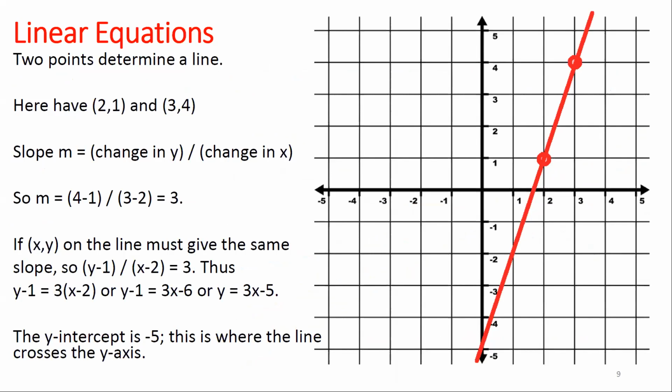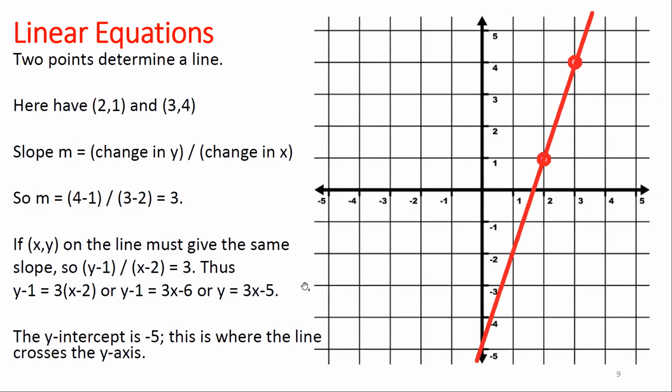So how do we get the equation of a line? Well, imagine you have some general point, we'll call it x, y. If x, y is on the line, it has to give the same slope with the point 2, 1 as the point 3, 4 did. So y minus 1, the change in y, divided by x minus 2 must be 3. We cross multiply and we get y minus 1 is 3 times x minus 2, or y minus 1 is 3x minus 6, or y is equal to 3x minus 5. And so we now get our equation of the line.